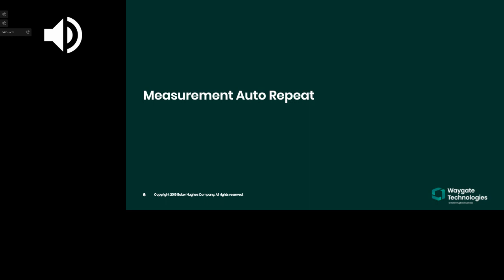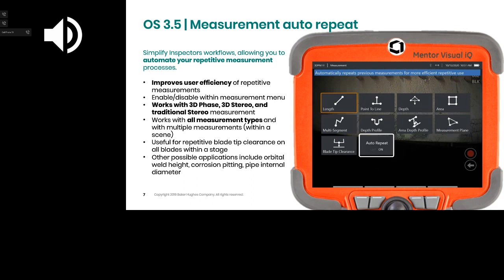Then, if you're doing the same measurement type regularly, and it doesn't matter what type it is, the Mentor Visual IQ Analyze system with this new 3.5 software actually offers you 9 different measurement types. Let's say you're doing a blade tip clearance. Every time the turning tool stops the blade in front of the camera, you take a picture. Well, we have technology in here that will allow that system to take the picture automatically, but not only that, it now sets up a blade tip clearance if that's what you chose during the auto repeat function. Works with all of our technologies on the Flame handset, whether it's 3D phase or 3D stereo or traditional stereo.